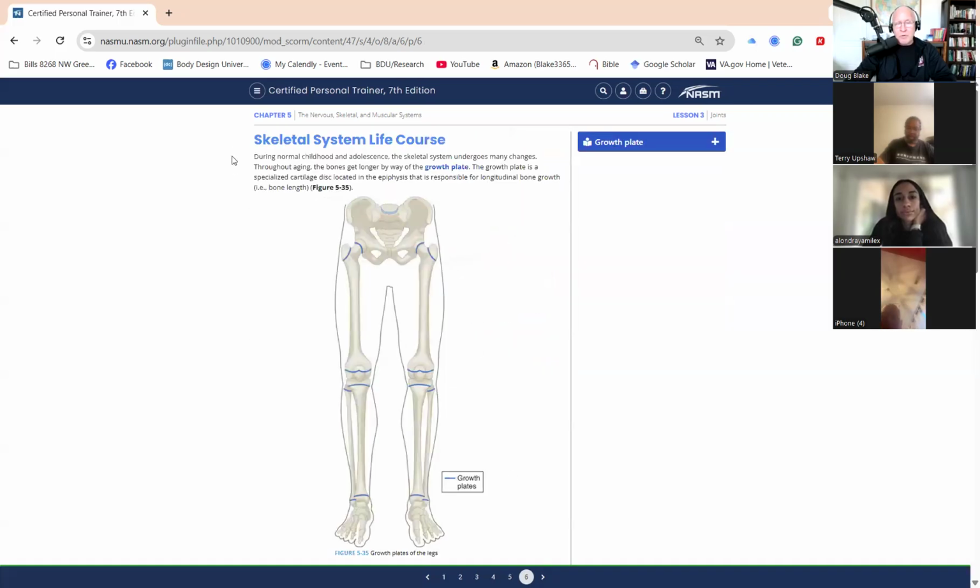Okay. So skeletal system life course. Is this really that important? We're talking about growth plates. Depending on genetics, your growth plates basically get sealed at a certain age and then they no longer function. Growth plates are what we call the epiphyseal surfaces of the bones, and that's where you're going to see the lengthening of bone. So bone lengthening is caused by the epiphyseal surface, where we have these growth plates.